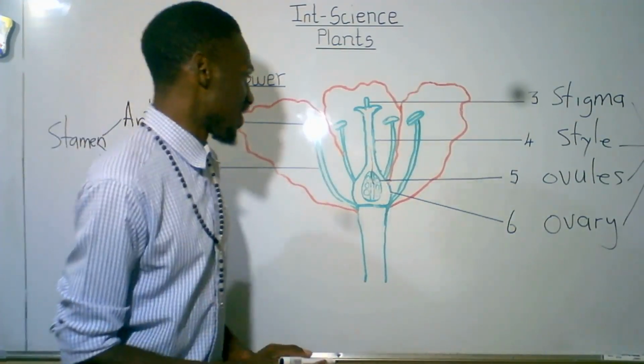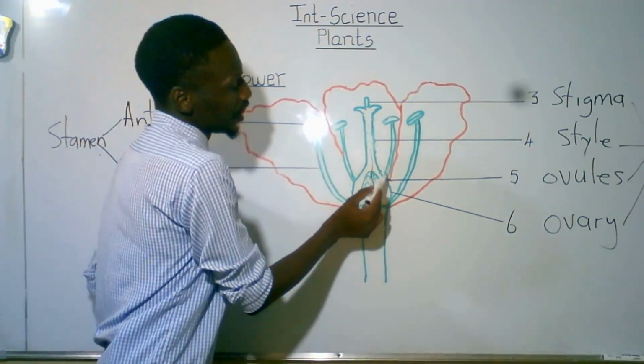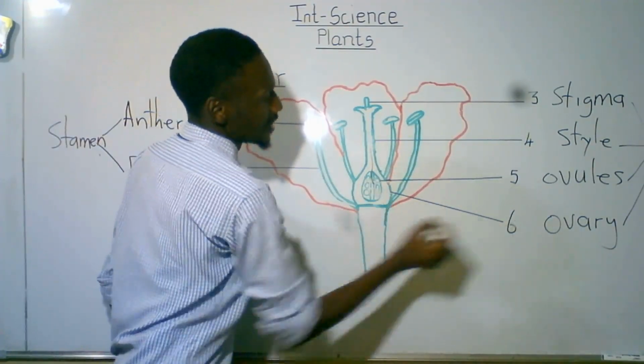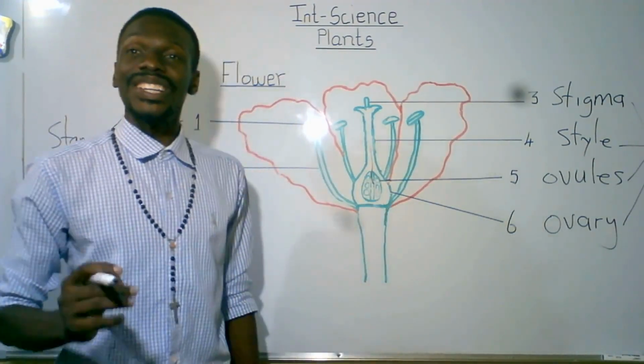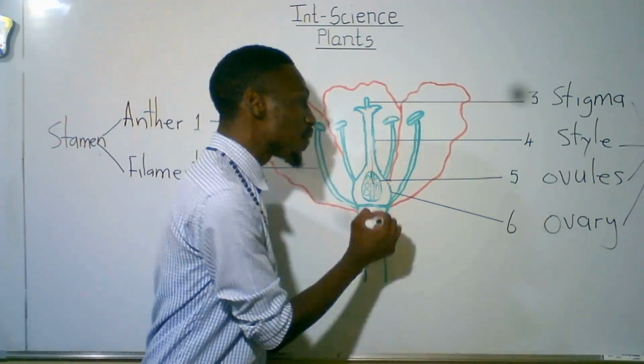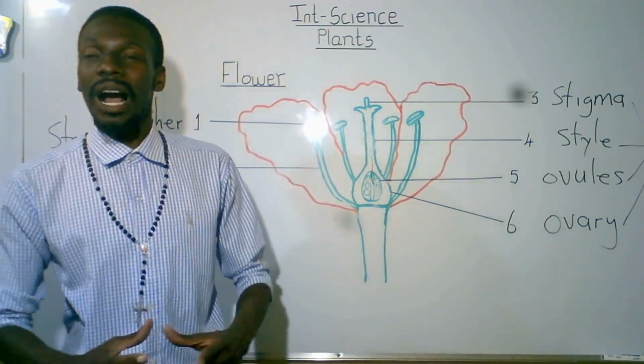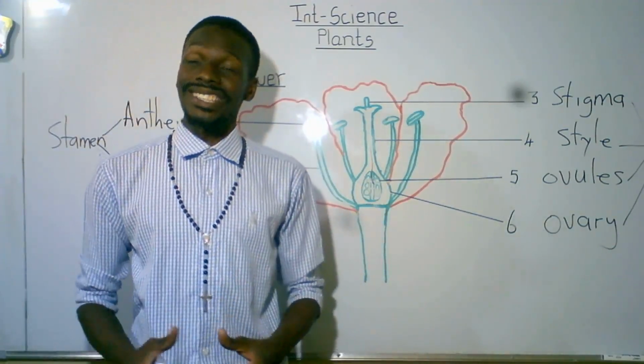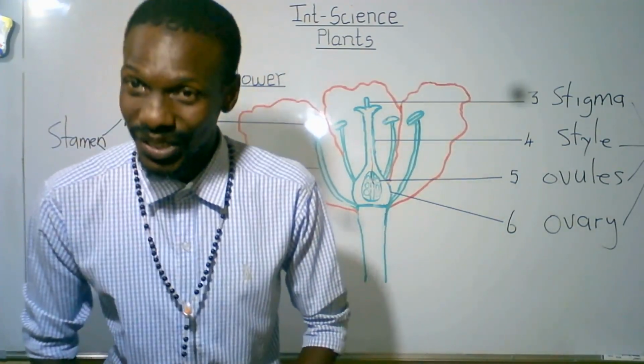After fertilization, the ovary, part 6, is going to turn into a fruit, while the ovules are going to become seeds. Why seeds? For the continuation of the plant, isn't it?